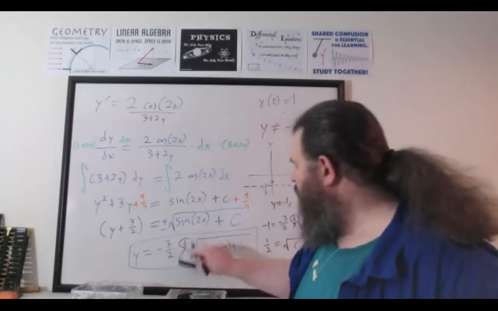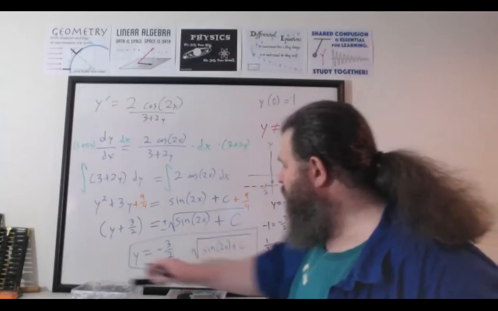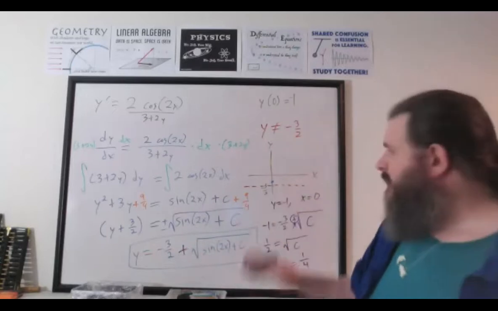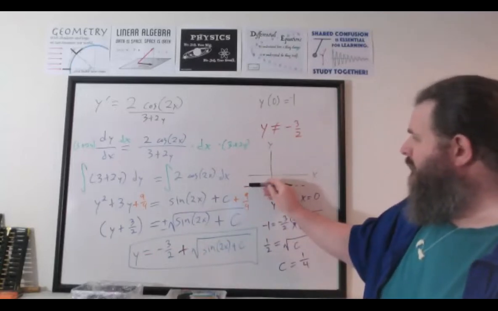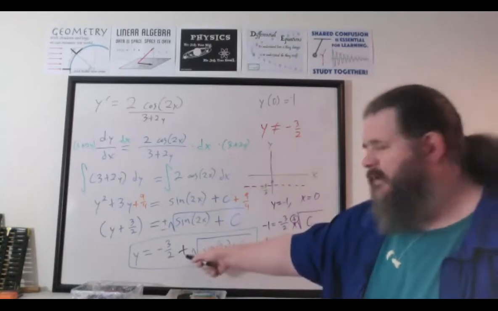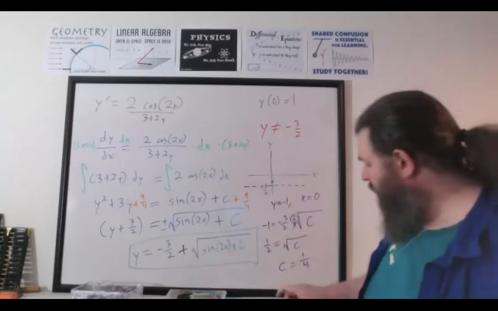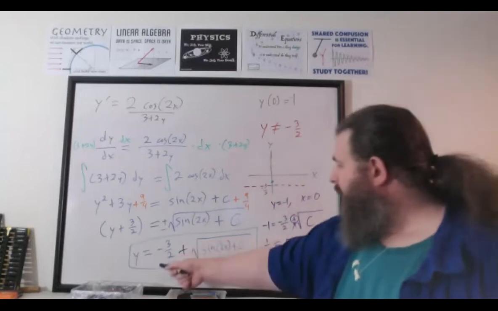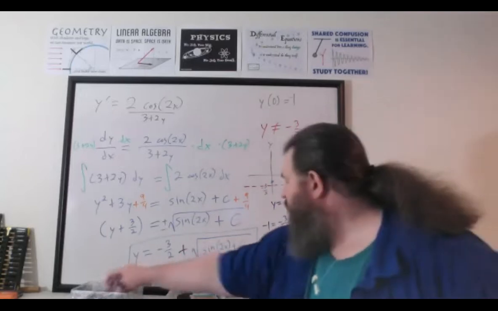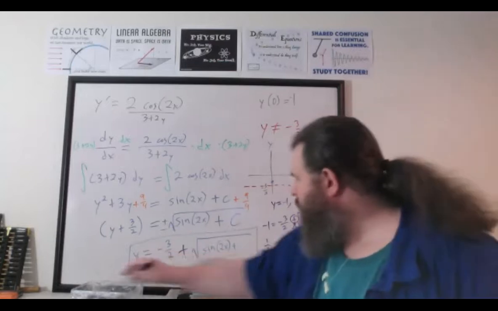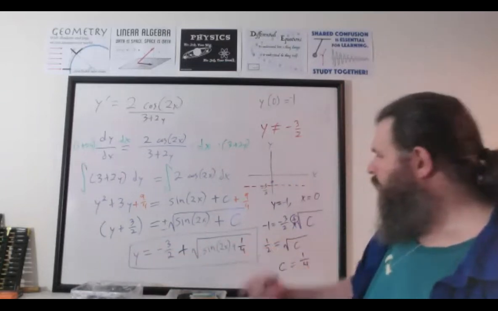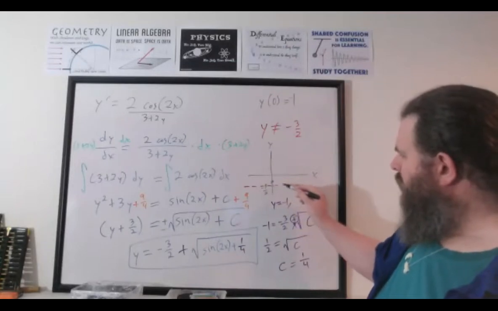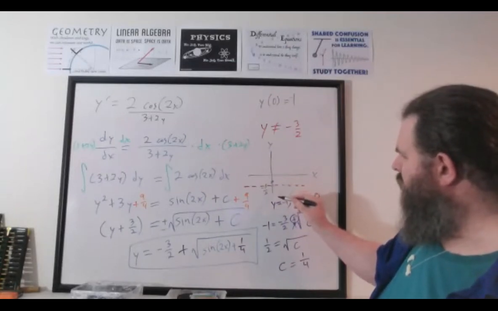So we now know this plus or minus has to be plus in order to hit that initial condition. Graphically, that's because we want to be at -3/2 and up. If we'd used negative, we'd be at -3/2 and below. So the solution is -3/2 plus square root of sine of 2x plus 1/4. So that's going to be some sort of weird oscillator. What's that even going to look like?